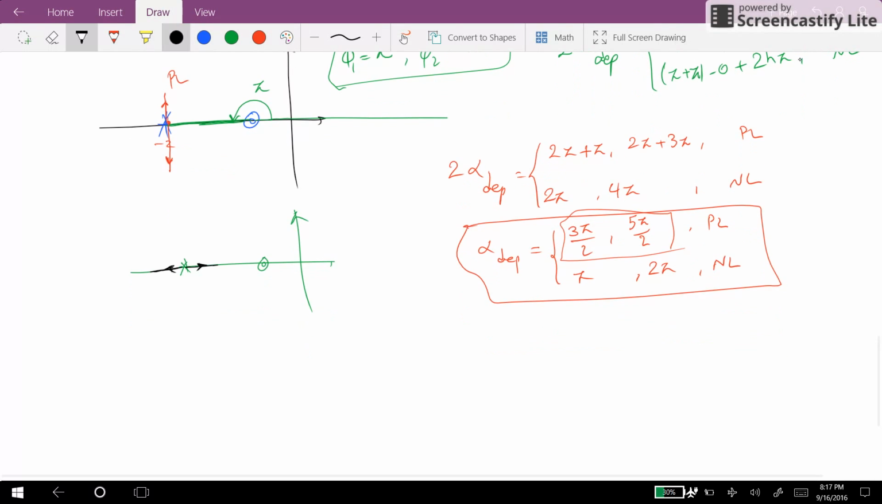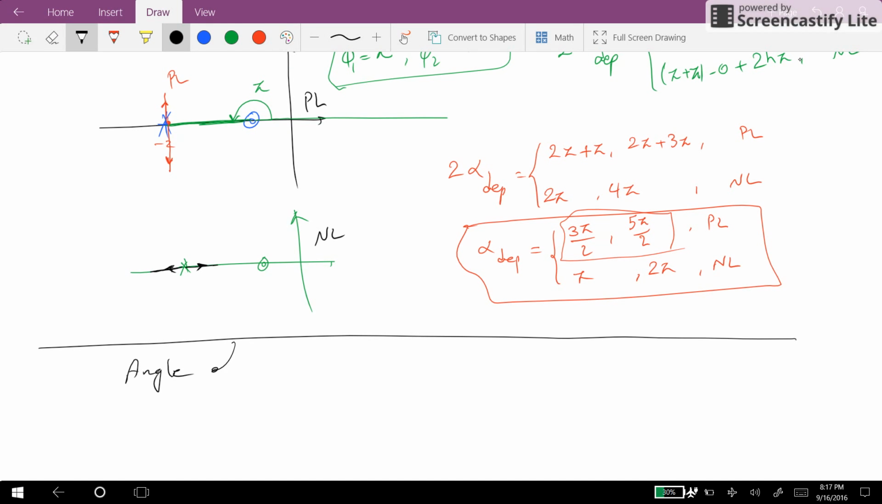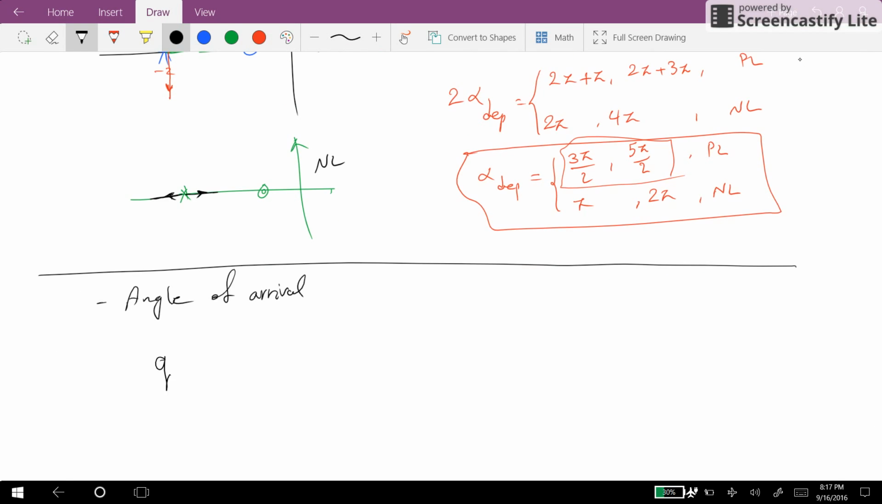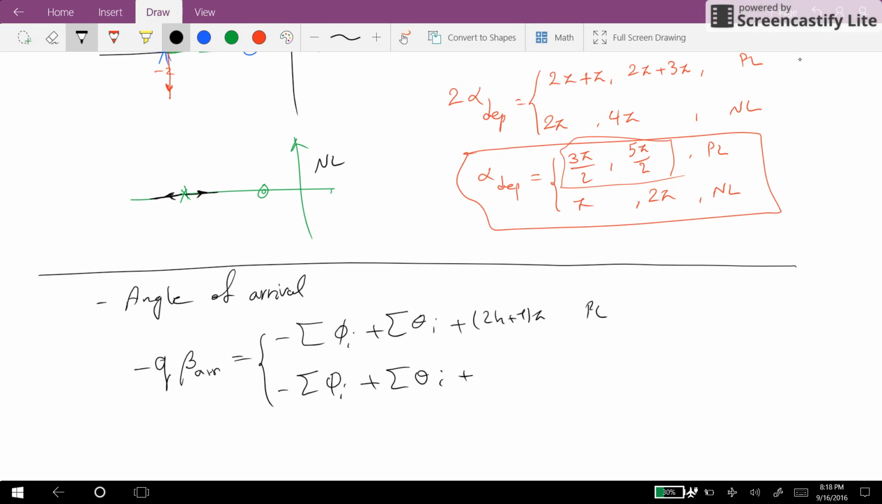So then the next thing that we need to find out, this is for negative locus, this is for positive locus, is to find out the angle of arrival at zeros, for which we have q times beta arrival equal to minus sum of phi i's plus sum of theta i's plus 2h plus 1 times pi for positive locus, and the same terms plus 2h pi for negative locus.